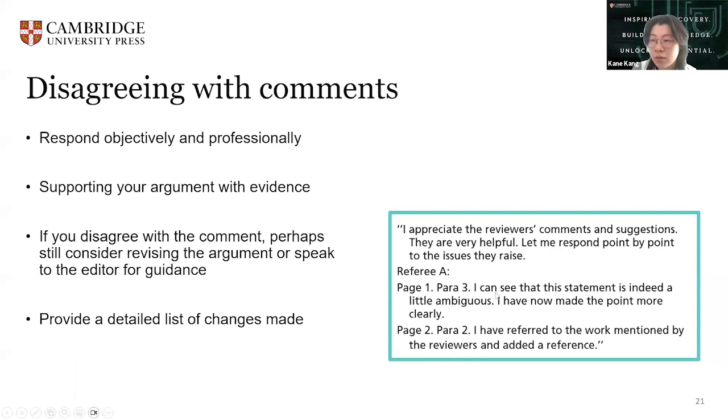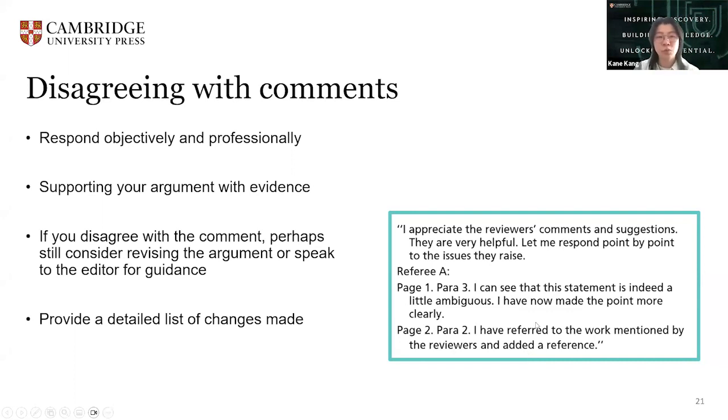And they also wrote, I can see that this statement is indeed a little ambiguous. I've now made the point more clearly. And page 2, paragraph 2, I've referred to the work mentioned by the reviewers and added a reference. That means I agree, I did this as you suggested.